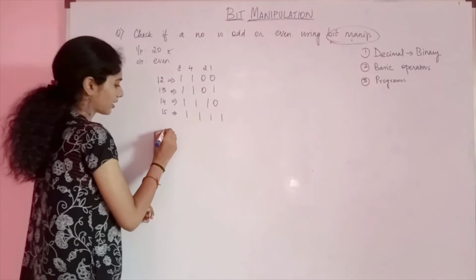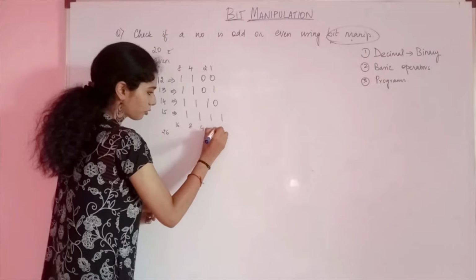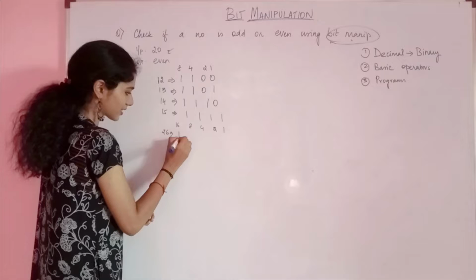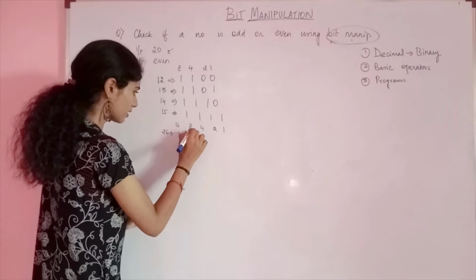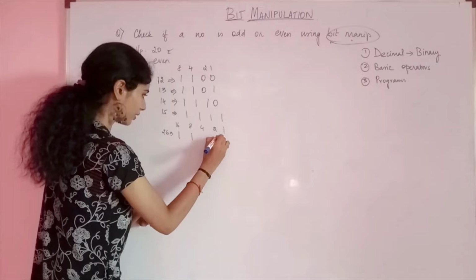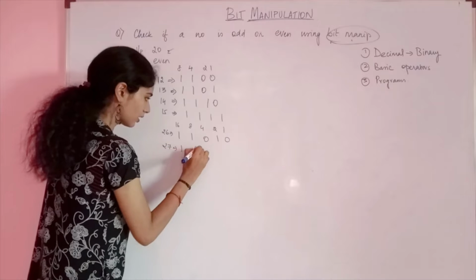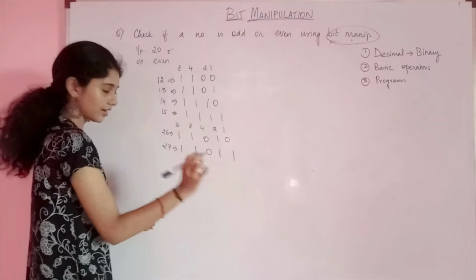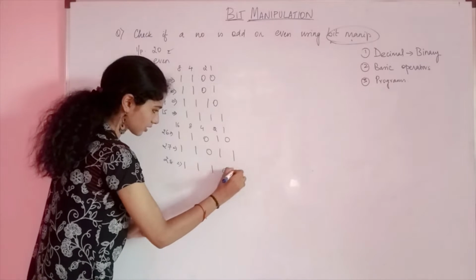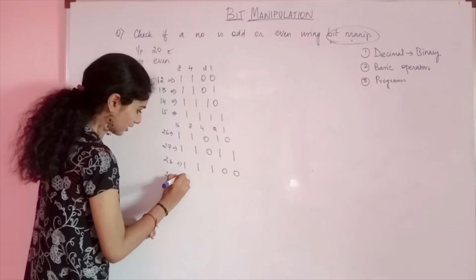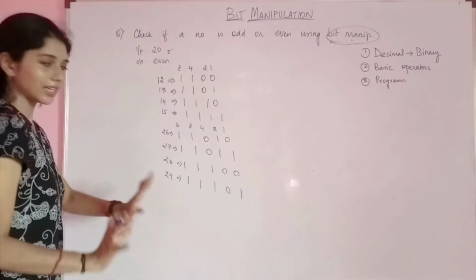Suppose I want to do it for 26, then 16, 8, 4, 2, 1. So 26 will be 16 plus 8 plus 2, 24, 25, 26. Alright? 27 is going to be this, 28 is going to be this, and 29 shall be 11101. Alright, so this representation is clear.